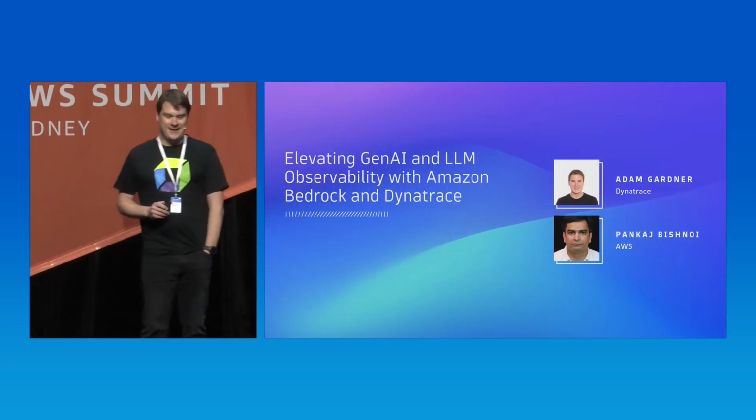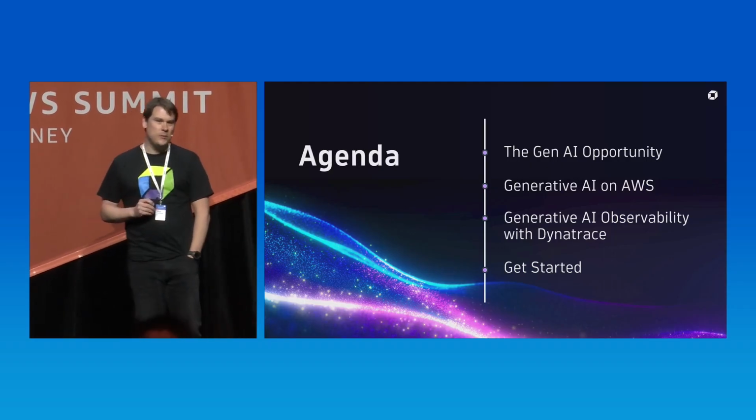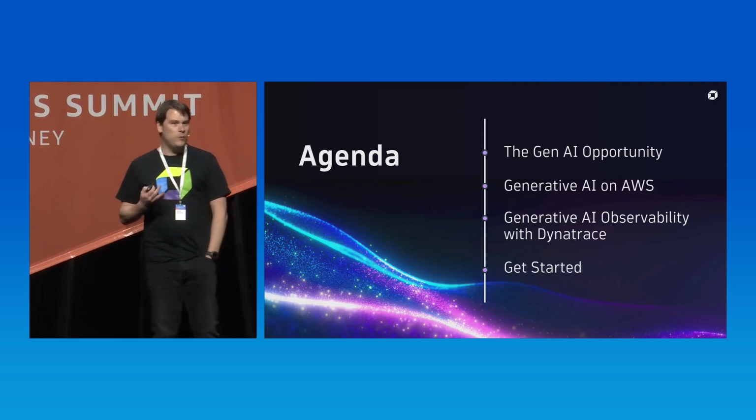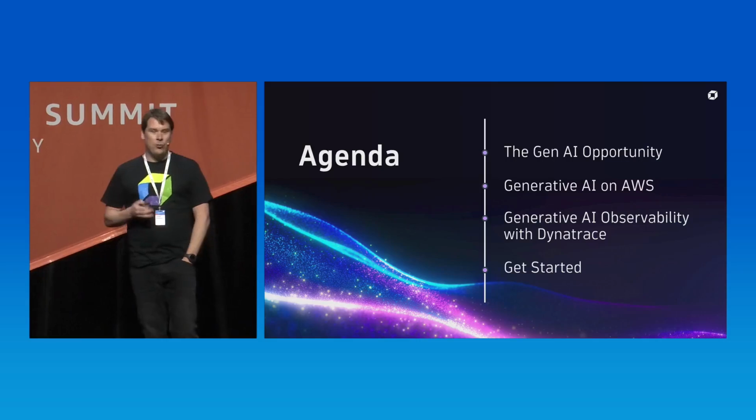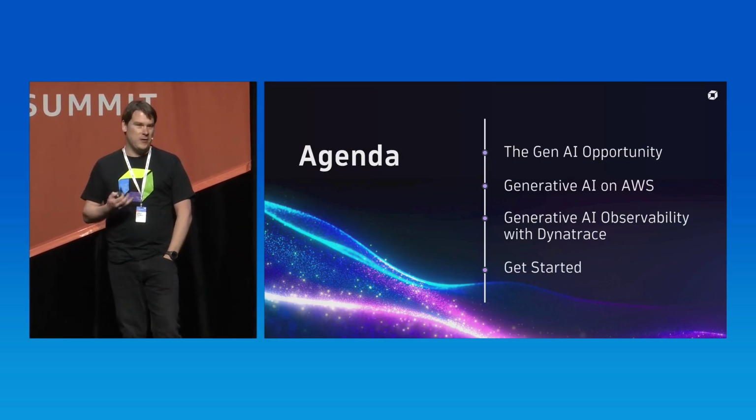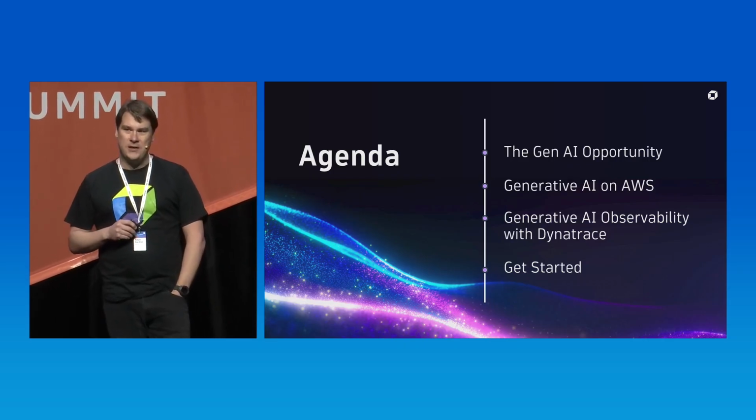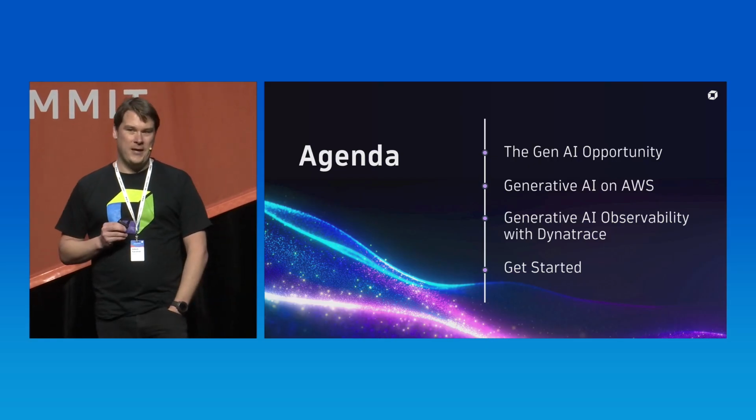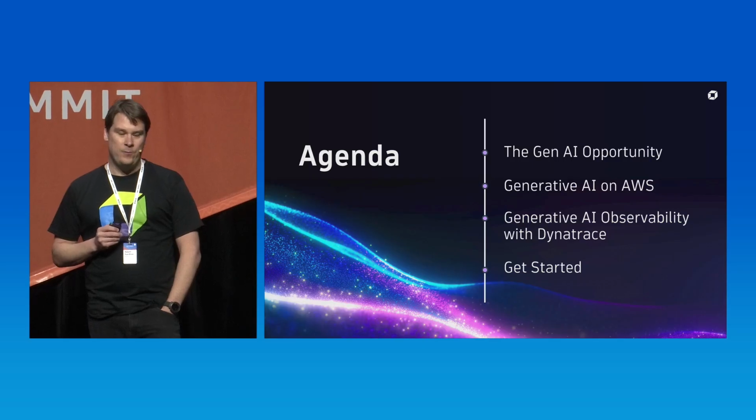Okay, so let's get into it. So a quick agenda. Obviously, we'll talk about the Gen AI opportunity that is in front of all of us. We're all faced with this new world and new possibilities and new risks. Pankaj will then take over and talk to you about Gen AI on AWS and the various capabilities that AWS offer, and then I'll pick up the stage again and actually show you this in practice. We have a demo application to show you observability and what that looks like in Dynatrace.